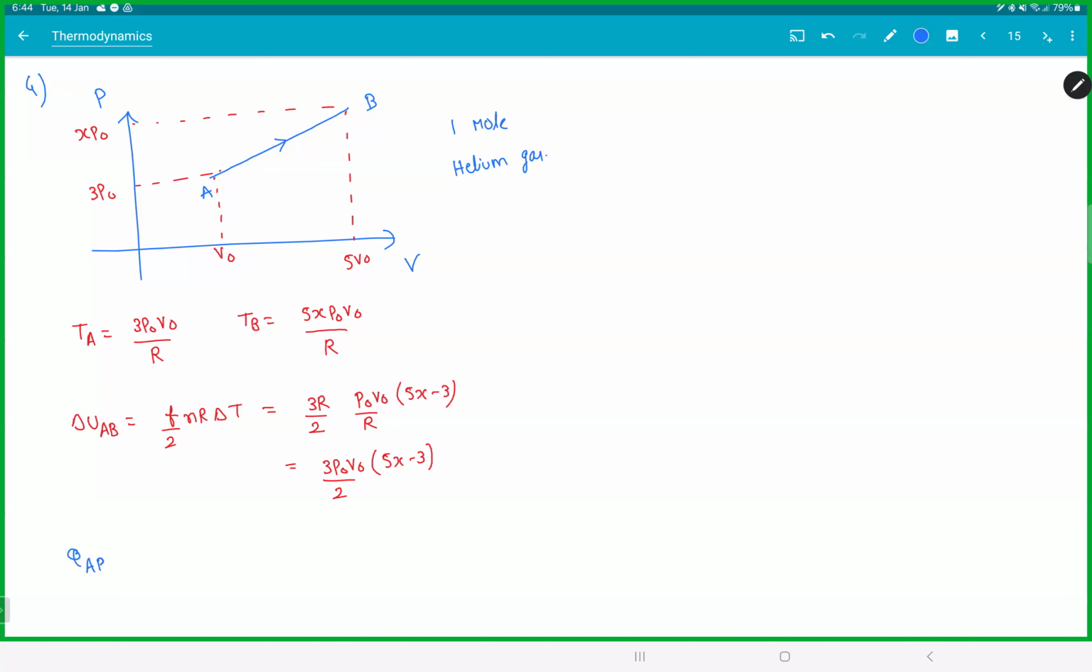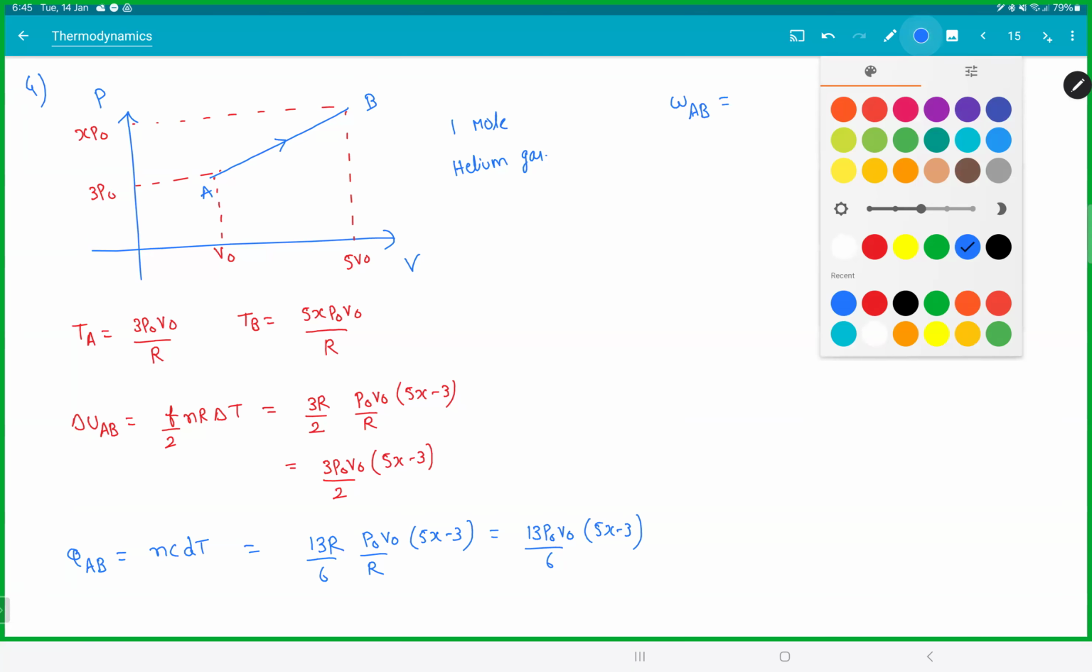What is Q AB? Q AB is nC dT. n is 1, C is given as 13R by 6. dT will be the same thing, TB minus TA, P naught V naught by R into 5X minus 3. So that is 13 P naught V naught by 6 into 5X minus 3.